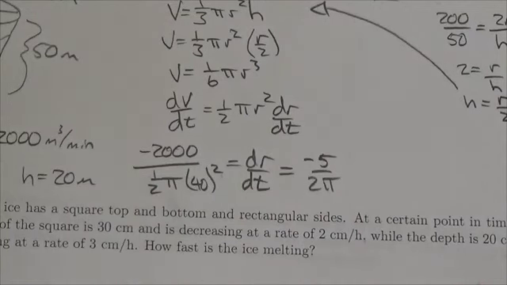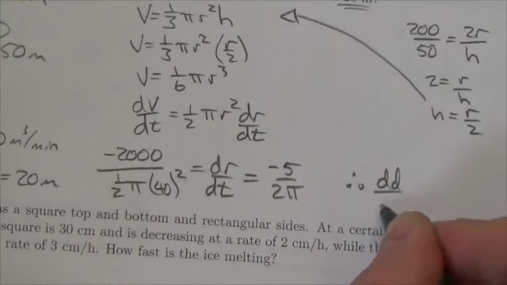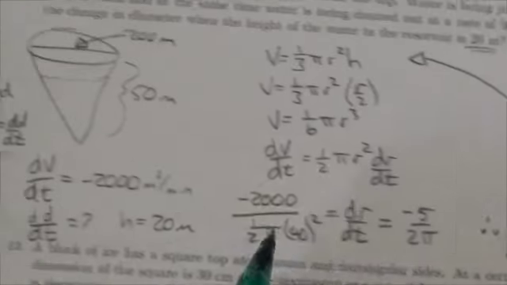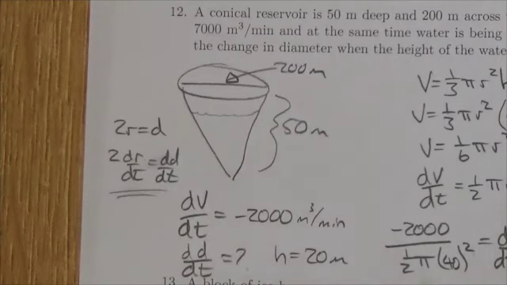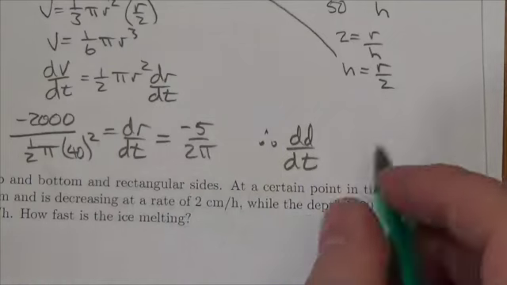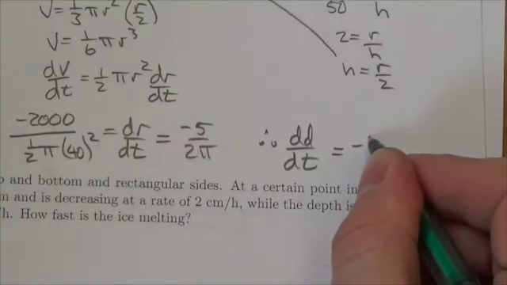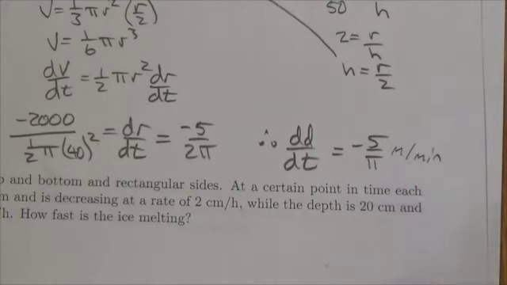Now, if I want to get the rate at which the diameter is changing with respect to time, I simply have to recall that that is equal to twice the rate at which the radius changes. So if I multiply this by 2, I will get negative 5 pi meters per minute.